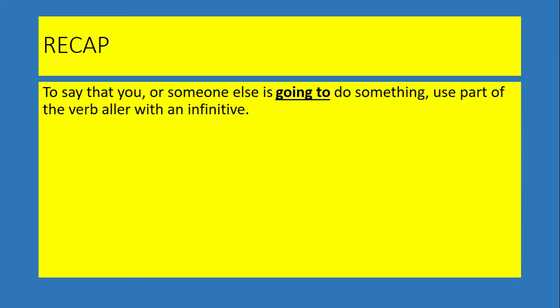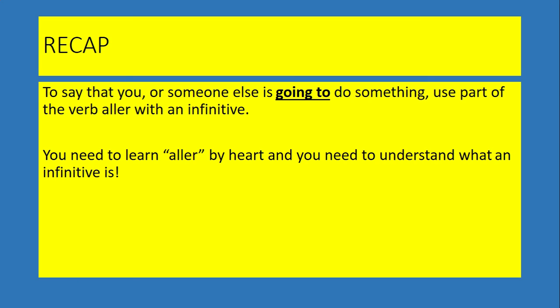So, a recap. To say that you or someone else is going to do something, use part of the verb aller with an infinitive. So this is "going to," not "will." You need to learn the verb aller by heart: je vais, tu vas, il va, nous allons, vous allez, ils vont, followed by an infinitive.